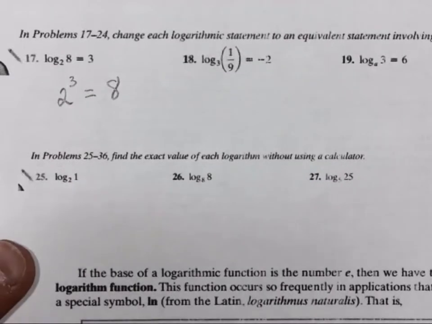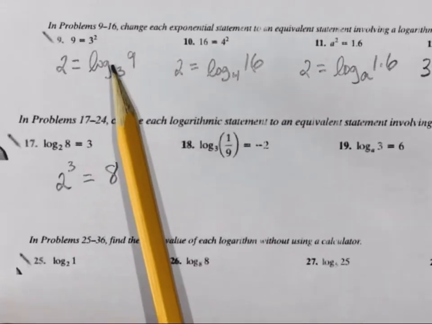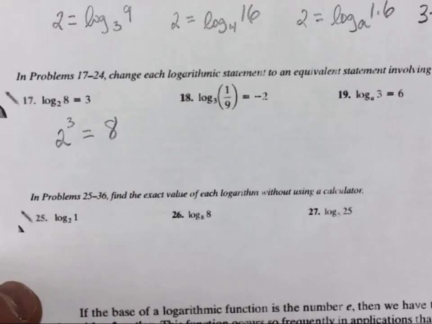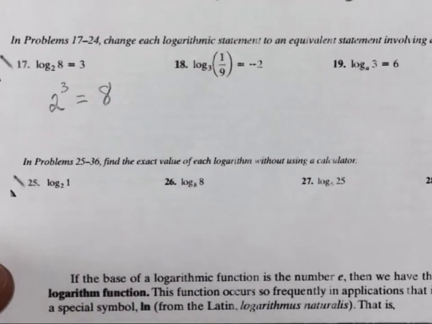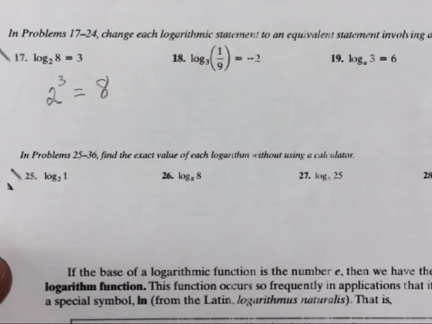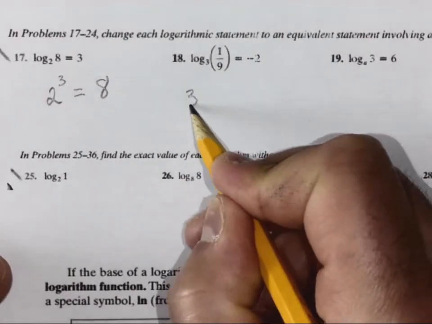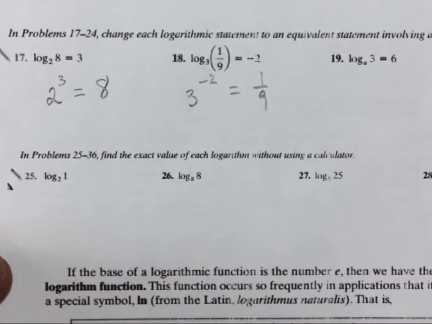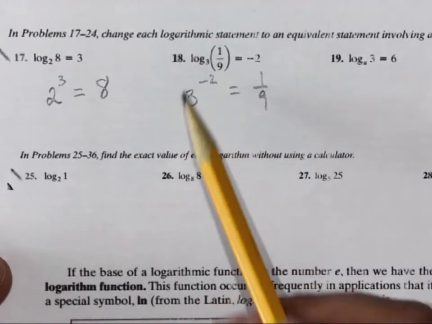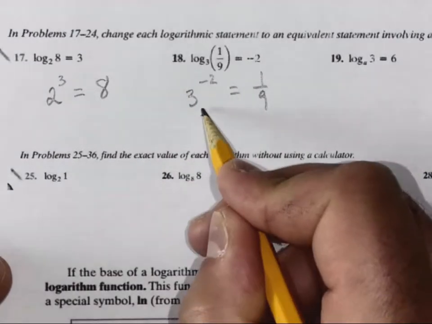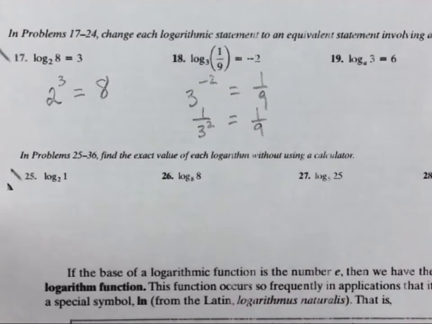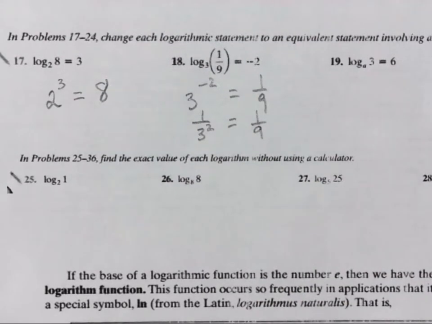We hadn't really talked about it yet, how to actually compute these logarithms. We're going to here in just a second. But down here, you can actually do that on your calculator. All right. 18 would be 3 to the negative 2 equals 1/9. All right, so remember that we can rewrite this negative exponent as 1 over 3 squared, which is indeed equal to 1/9.